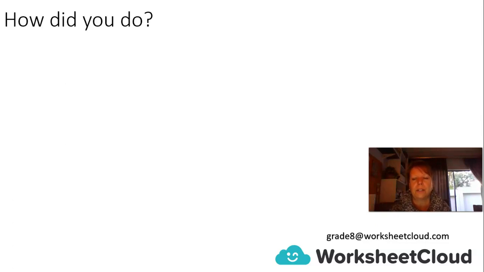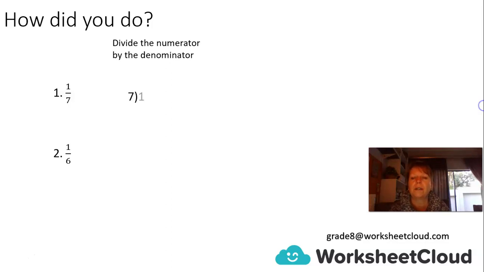Right, let's see how you did. Okay, so 1/7, we're going to divide the numerator by the denominator first. So we've got 7 on the outside and 1 on the inside, and we are going to do our division. 7 goes into 1, it doesn't go. So we've got to put our placeholder.